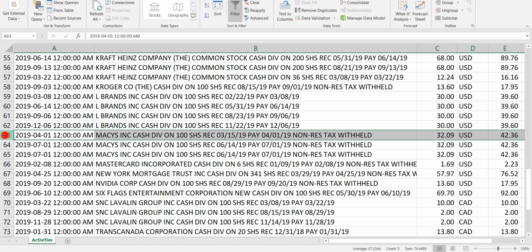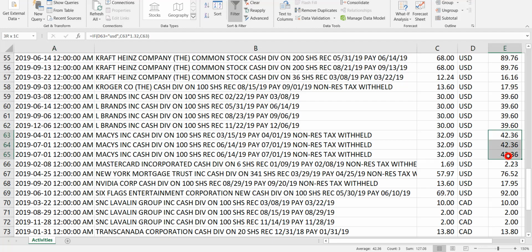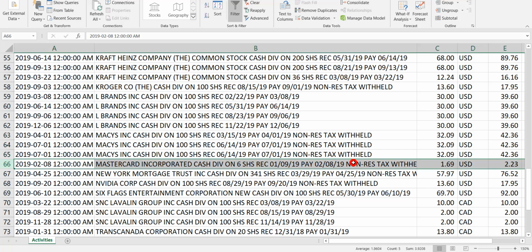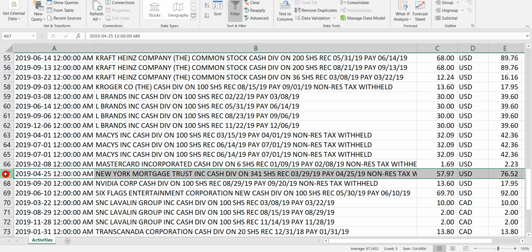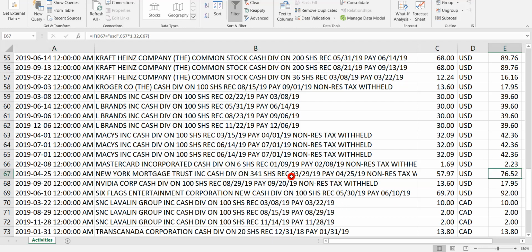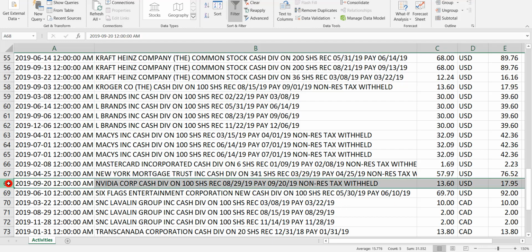Macy's was a covered call trade that I lost on because my shares got taken away from me. But while I had Macy's, I collected about $127 in dividend. MasterCard was a swing trade, collected $2 in dividends. New York Mortgage Trust NYMT was a swing trade, a dividend trade for sure. I've held it for a while, but I collected $76 in dividends. Nvidia was a covered call trade, collected $18 in dividends while I was playing Nvidia as a covered call trade.